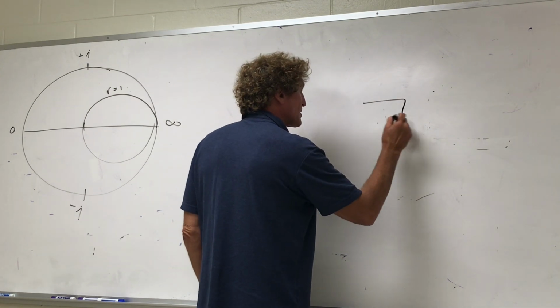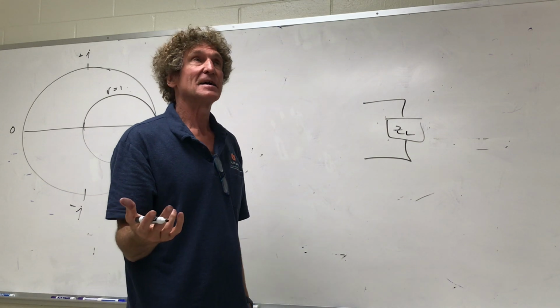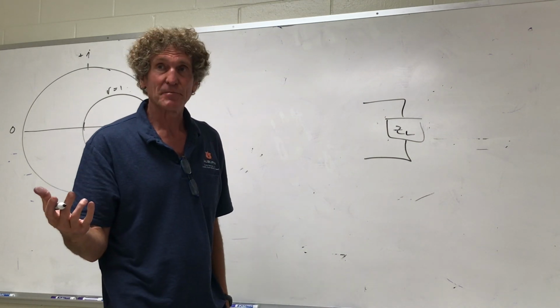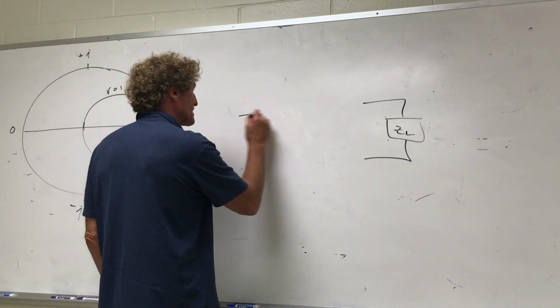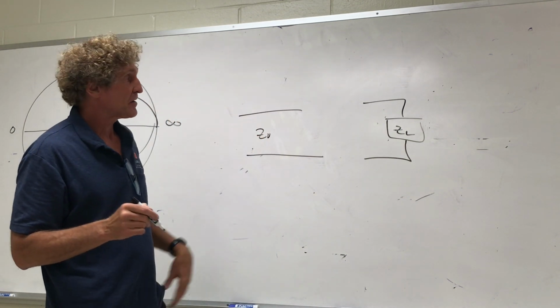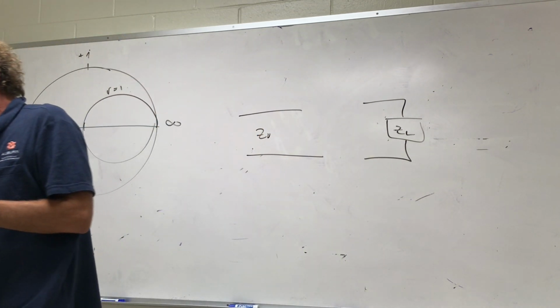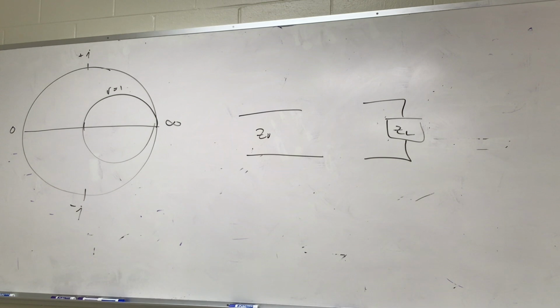I've got a certain load impedance, ZL. Remember, my microstrip has a characteristic impedance. So now I have a characteristic impedance of this line that I'm going to call Z0. And what I want to do is figure out how to put something between here and here that is either a capacitor or inductor that will perfectly match.